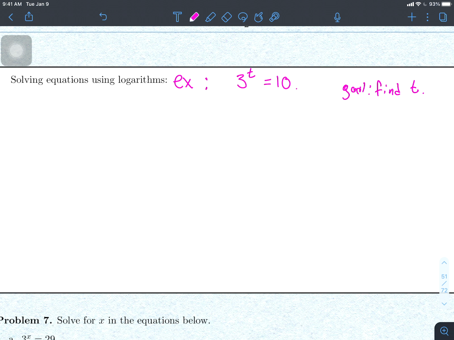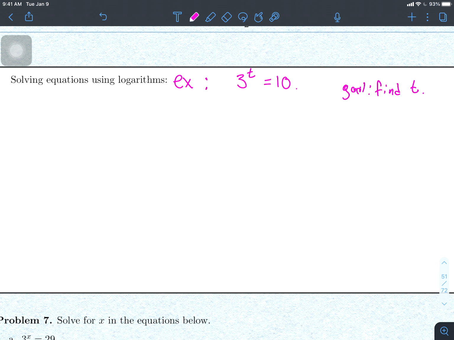Well, we're stuck in a bit of a pickle here because up until we learned about logarithms, all we can do is try out different numbers. If we plug in 2 for t, you'll get 9. That's not quite where we want it to be. But if we plug in t equals 3, we get 3 cubed, which is 27. So our number is somewhere between 2 and 3. It's not a perfect square of 3 or a perfect cube of 3 or anything like that. So we've got to be a little bit more creative.